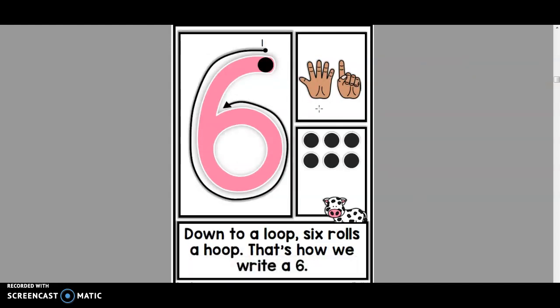This is number 6, and this is how we show it with our hands. We open one whole hand, and then on the other hand, one finger, okay? And we have 6 dots here. 1, 2, 3, 4, 5, 6. And this is how we draw it. You start at the top, and you go down, and then you make like a loop, like a little circle, and then you have number 6.